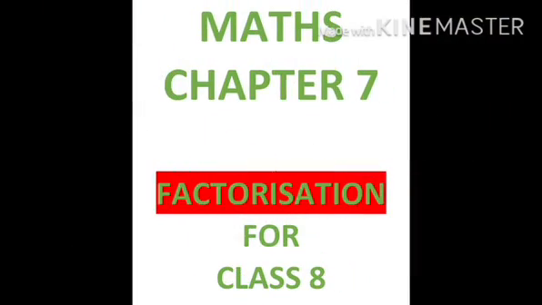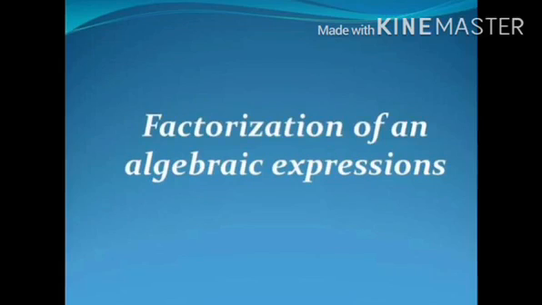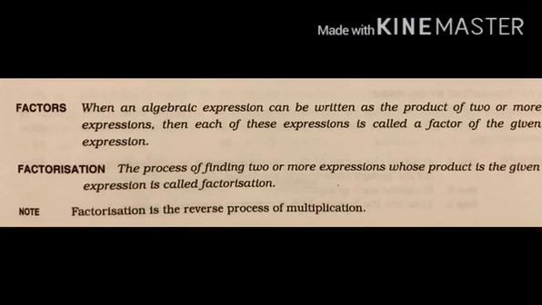In the previous chapter, we did operations on algebraic expressions, means we add, subtract, multiply, divide algebraic expressions, means there are 4 operators, which are plus, minus, multiply, divide. Now what are factors? When an algebraic expression can be written as the product of 2 or more expressions, each of these expressions is called a factor of the given expression.